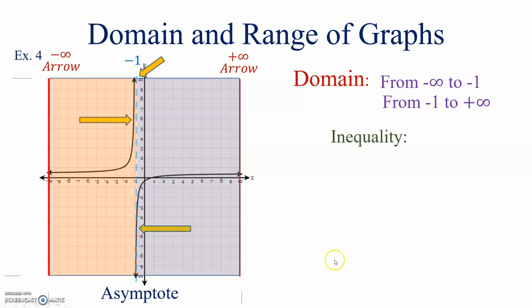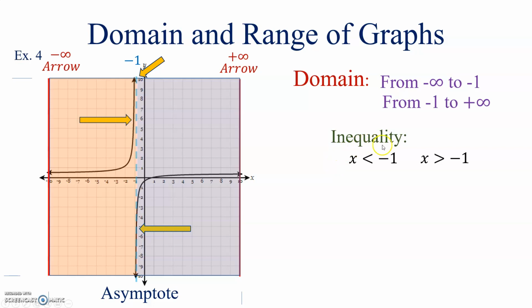The only thing we need to be careful of is the -1. Because you can't be there, it will not be a closed circle, so we cannot equal it. So the inequality will not have an equal sign with the -1. We're going to create two separate inequalities. First inequality is x is less than -1. That's this orange region over here. And then the second inequality is x is greater than -1, which is this bluish region over here.